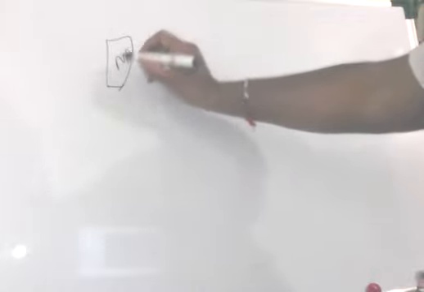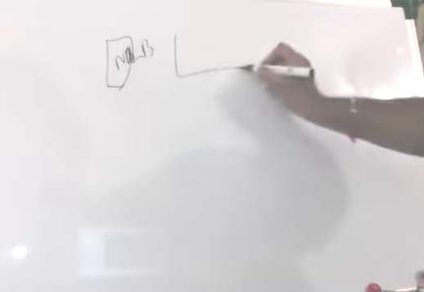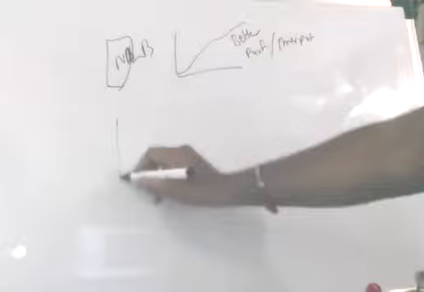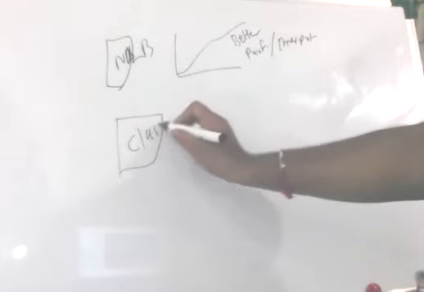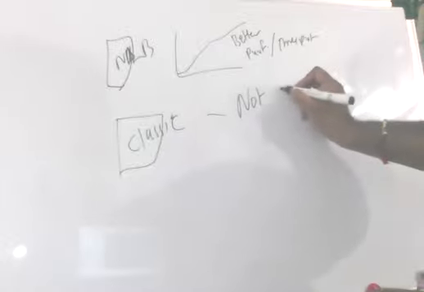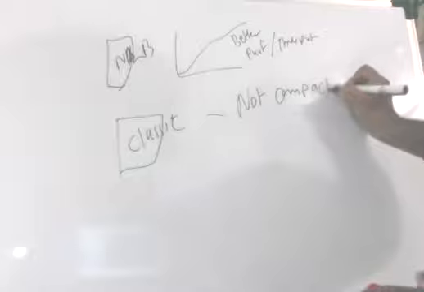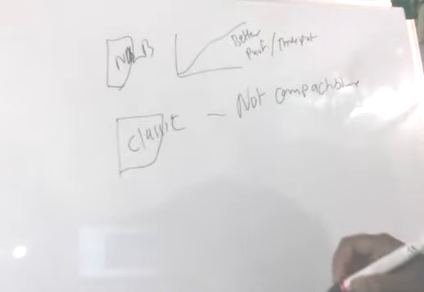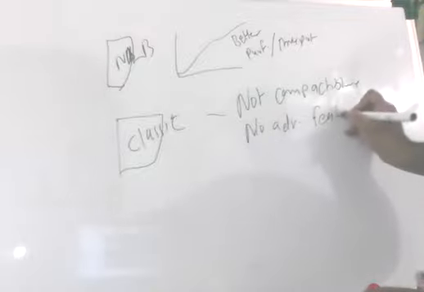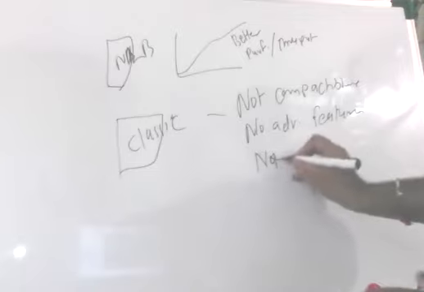Similarly, there is an NLB. If you want better throughput performance, then use NLB, otherwise don't use it. Classic is not recommended because it is not compatible with various technologies, and recent ones don't have advanced features, so it is not recommended.